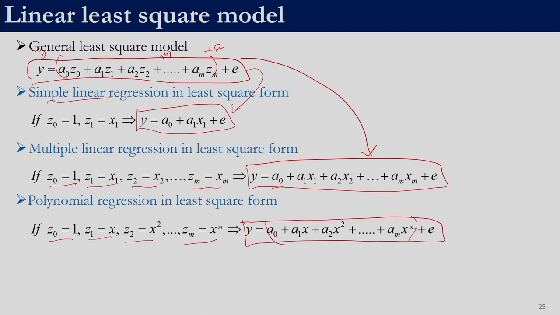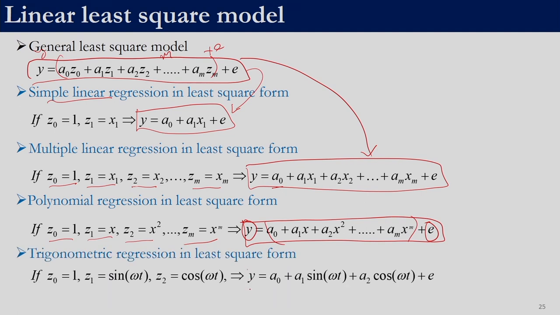This was the model part, this was the error, and this is the observed value. All these three cases which we saw are actually a subset of this general linear least square. Even we can fit models like this, y is equal to a0 plus a1 sin omega t plus a2 cos omega t plus error. Again, this is the model part, this is the error part, this is the observed value. For this model to be represented by the general one, z0 has to be 1, because here we do not have any coefficient. Z1 is sin omega t, and z2 is cos omega t. If we take z2 as cos omega t, this general model boils down to this model.